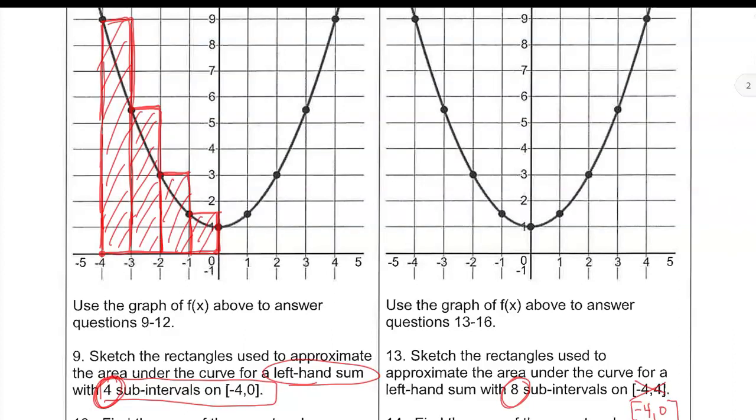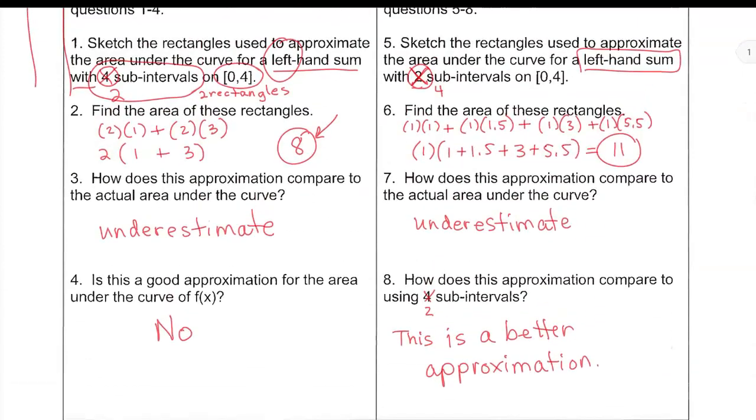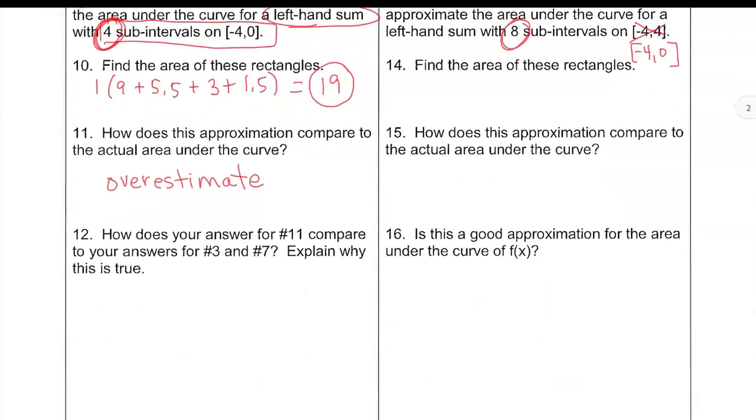What would you say about this approximation? Is this an underestimate like it was on the last page? It is not an underestimate of the actual area. It's an overestimate because it's sticking out above the curve. So we've got too much area calculated up here. So this is called an overestimate. Comparing this result to our results for questions 3 and 7. Now remember, 3 asked us about our approximation. We had underestimates there. This one is an overestimate. So you can say that this is an overestimate because the rectangles are sticking out above the curve.